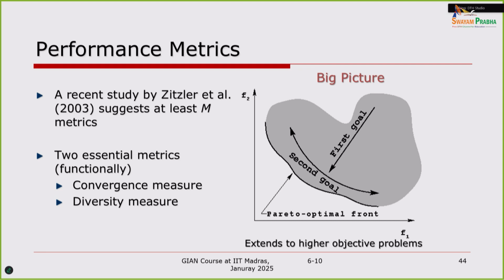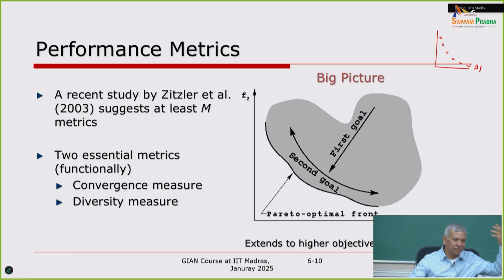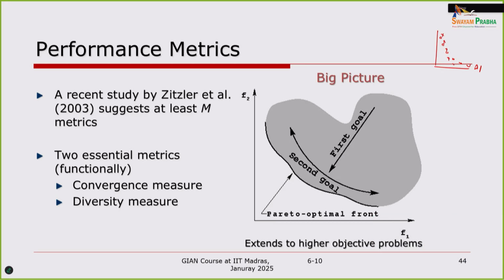Another important thing is performance metrics. Remember, now we are comparing two sets. You get one set of points by algorithm 1, your algorithm, and you use NSGA-II, which is like 12 or 13 years old, and let's say you got this. Which is better? It's very difficult to say, because these are sets. Here NSGA-II is better because this one dominates that, but here your method is better because it dominates NSGA-II. So which is better? It's difficult to say.